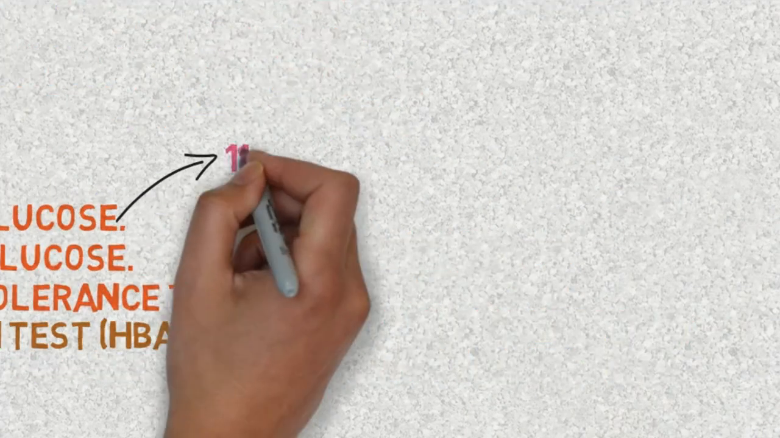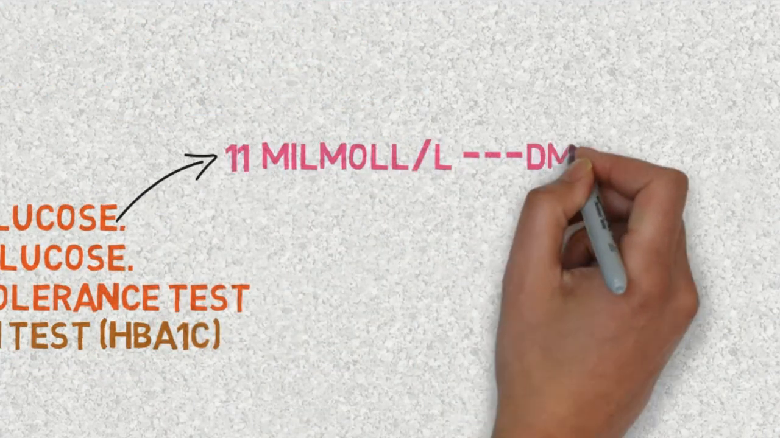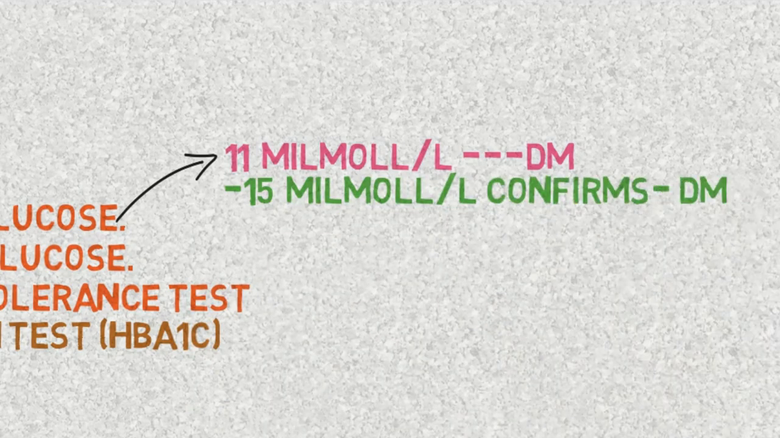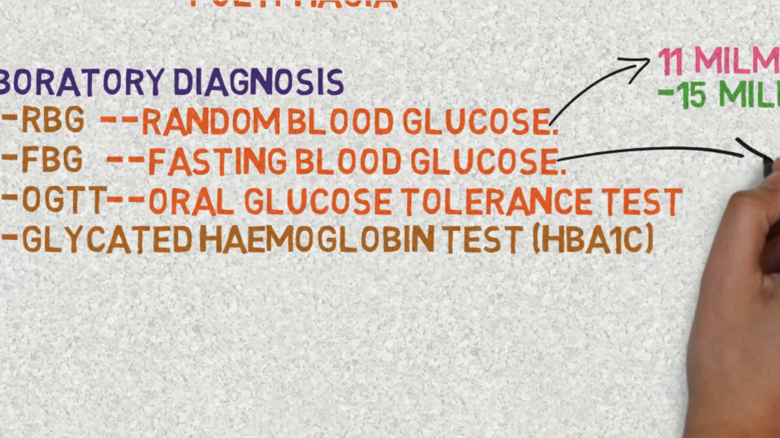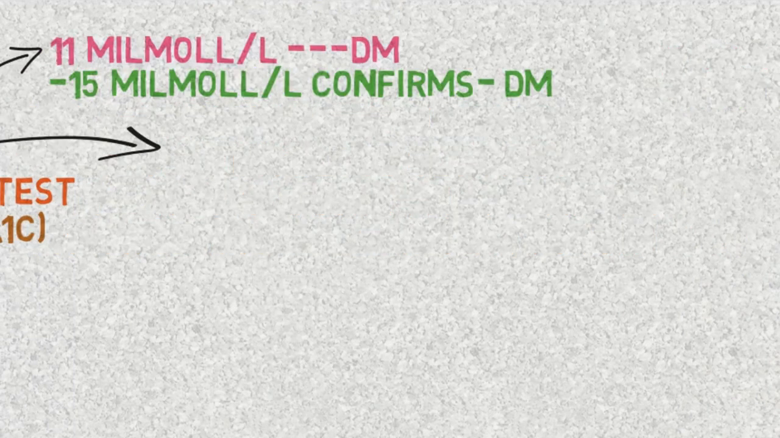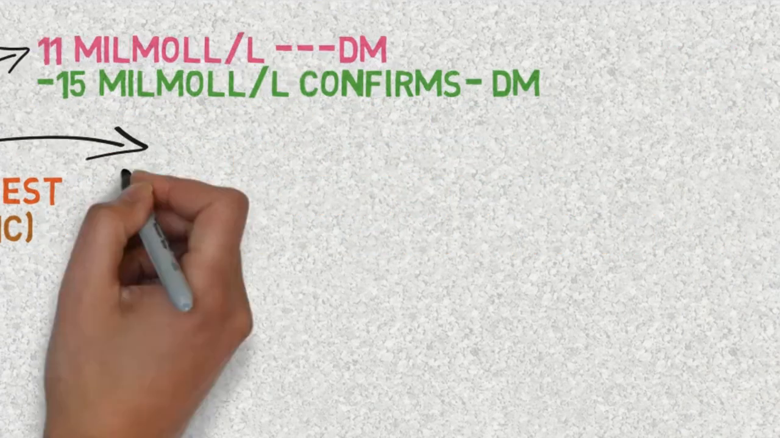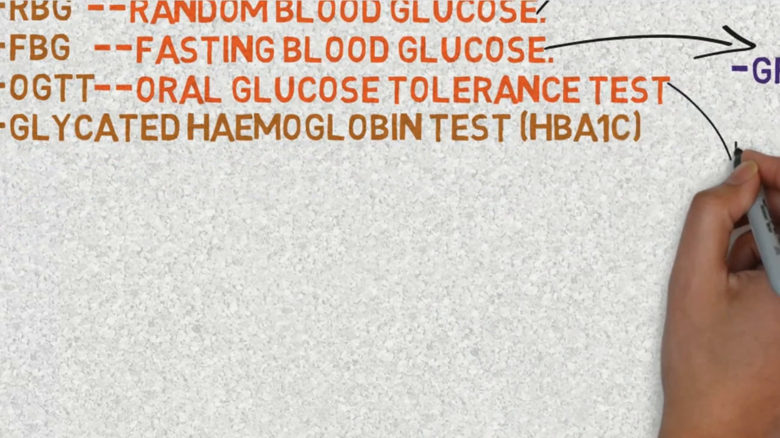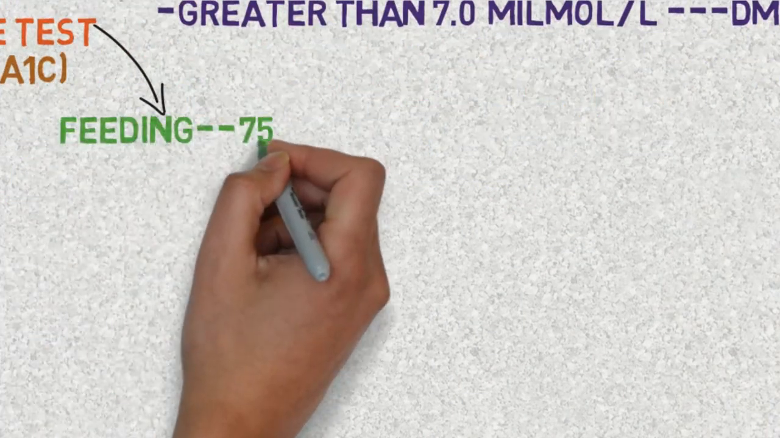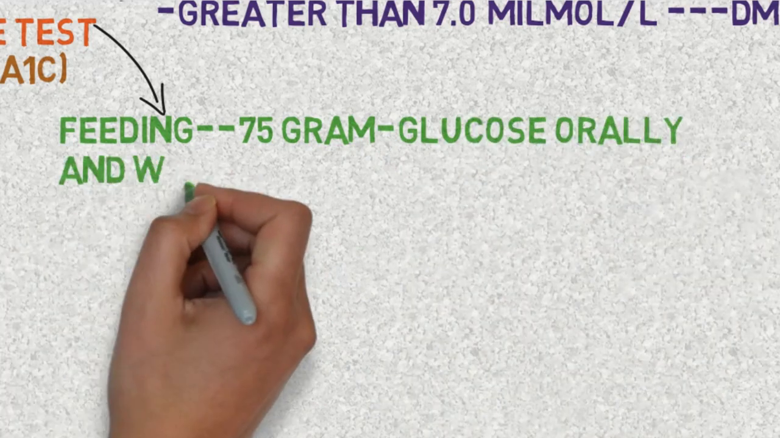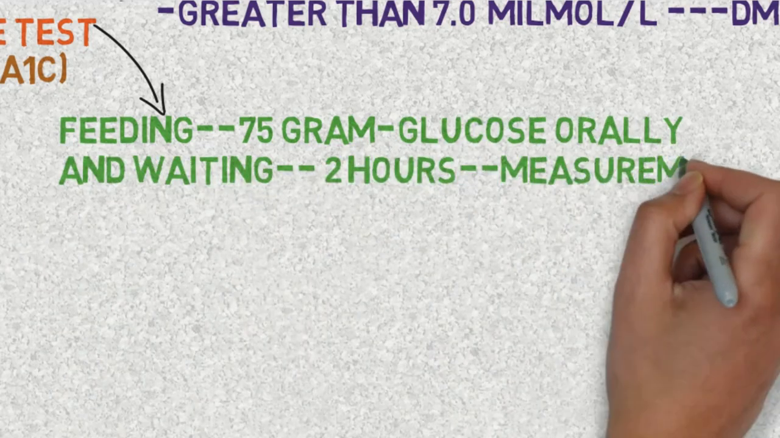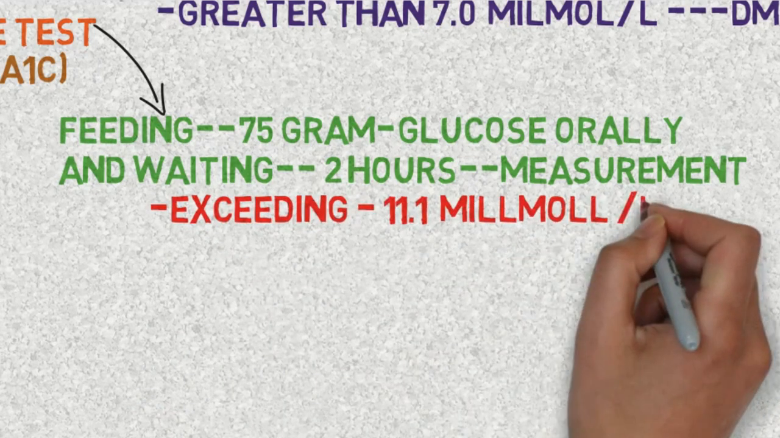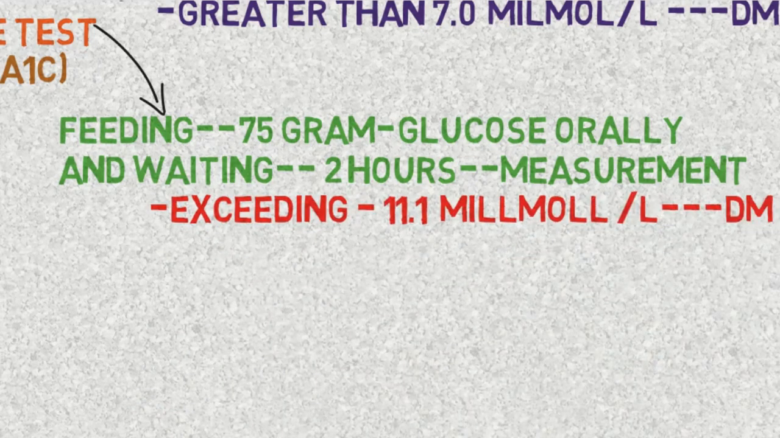For random blood glucose, 11 mmol per liter or greater indicates diabetes mellitus, while 15 mmol per liter confirms diabetes mellitus. Fasting blood glucose for a healthy person should not exceed 7.0 mmol per liter. So greater than 7.0 mmol per liter indicates diabetes mellitus. Oral glucose tolerance test. This involves feeding a patient 75 grams of glucose orally and waiting for 2 hours for measurement of blood glucose. Blood glucose exceeding 11.1 mmol per liter indicates diabetes mellitus.